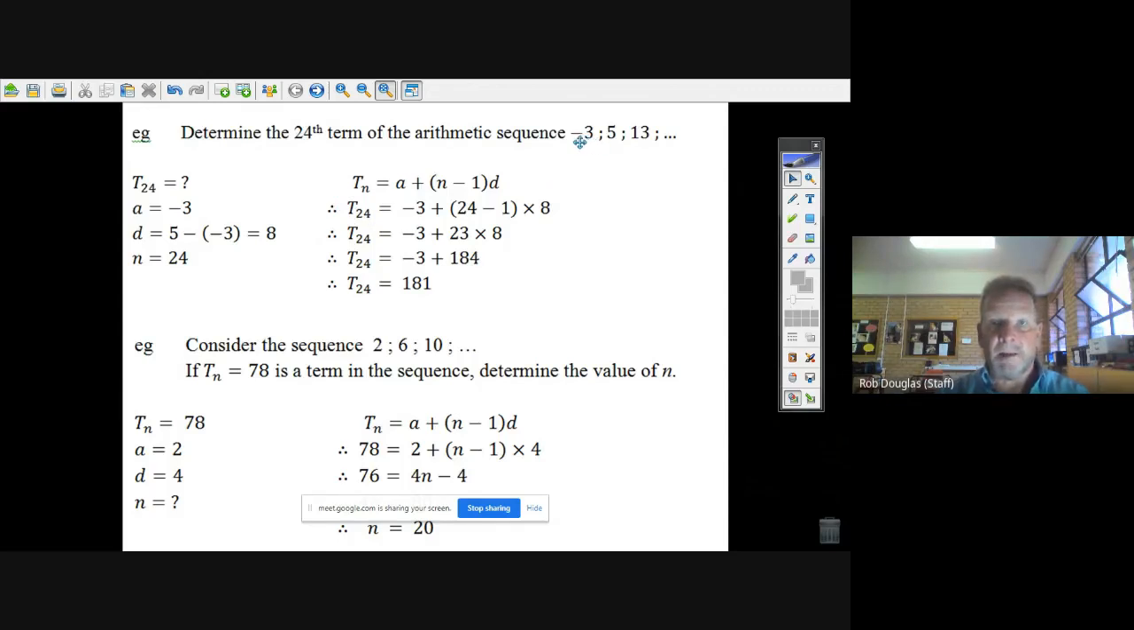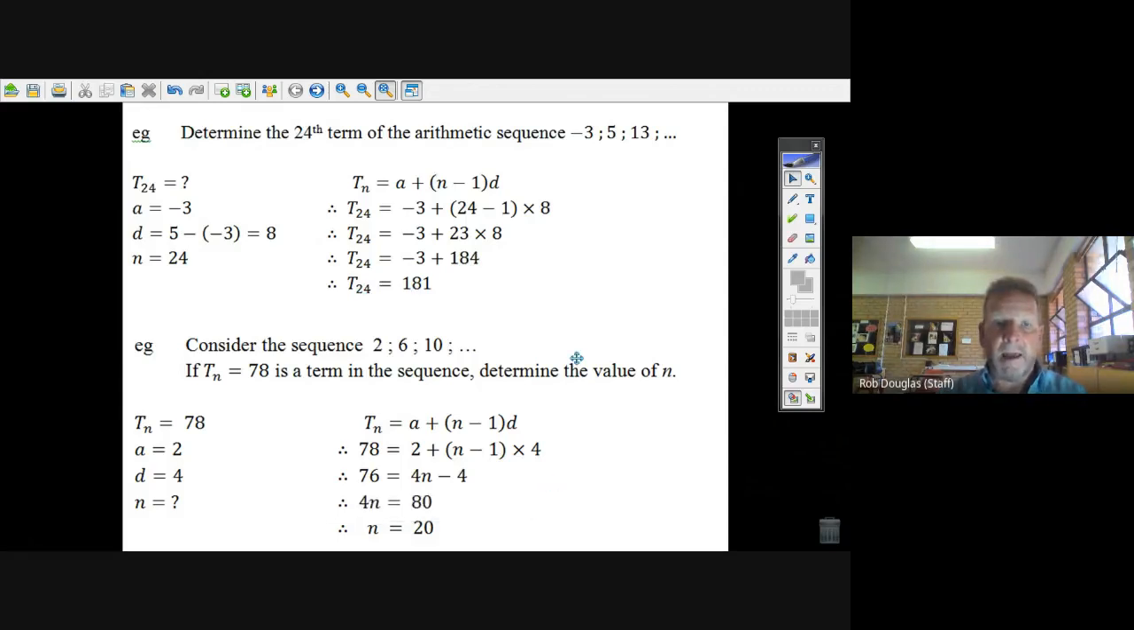The first term, it goes minus 3, 5, 13, so A is minus 3. N is 24, and to get the common difference, you go 5 minus minus 3, which is 5 plus 3. The common difference is 8. So instead of D, we put 8, and you put 24, A, you put minus 3. And now we just solve it. 24 minus 1 is 23 times 8 is 184. Minus 3 plus 184 is 181. So the 24th term is 181.